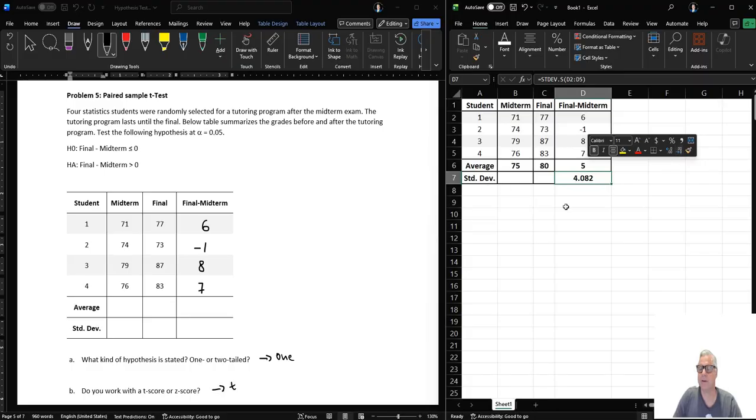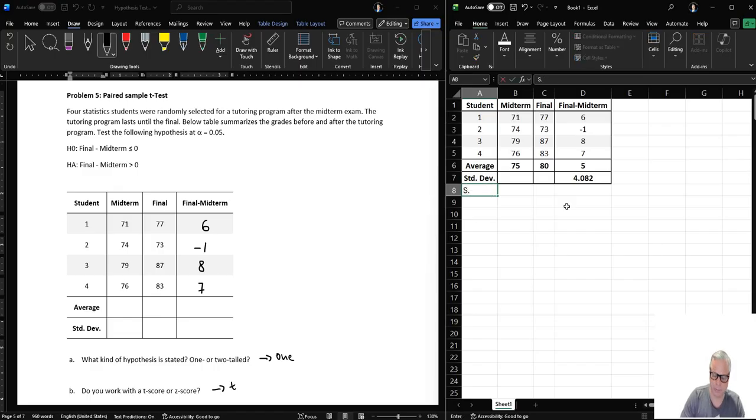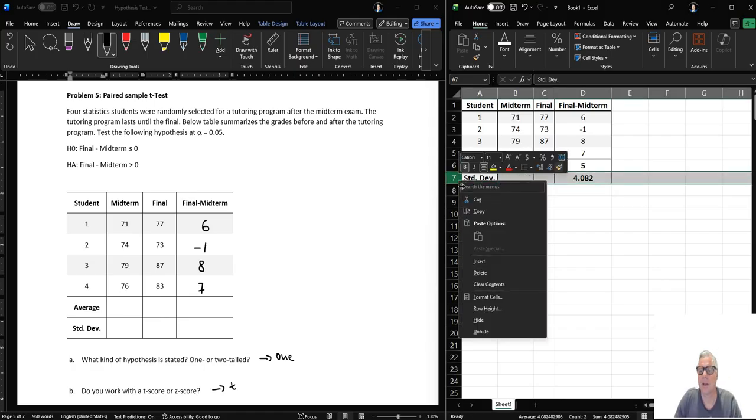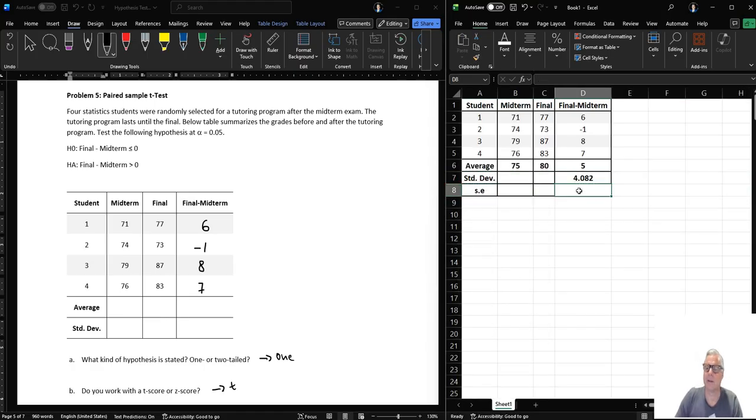we have a standard deviation of 4.02, so that means that the standard error associated with those differences is equal, let's just copy the format, is equal to the sample standard deviation divided by the square root of 4. So now we have a standard error of 2.041, and we have degrees of freedom of 3.